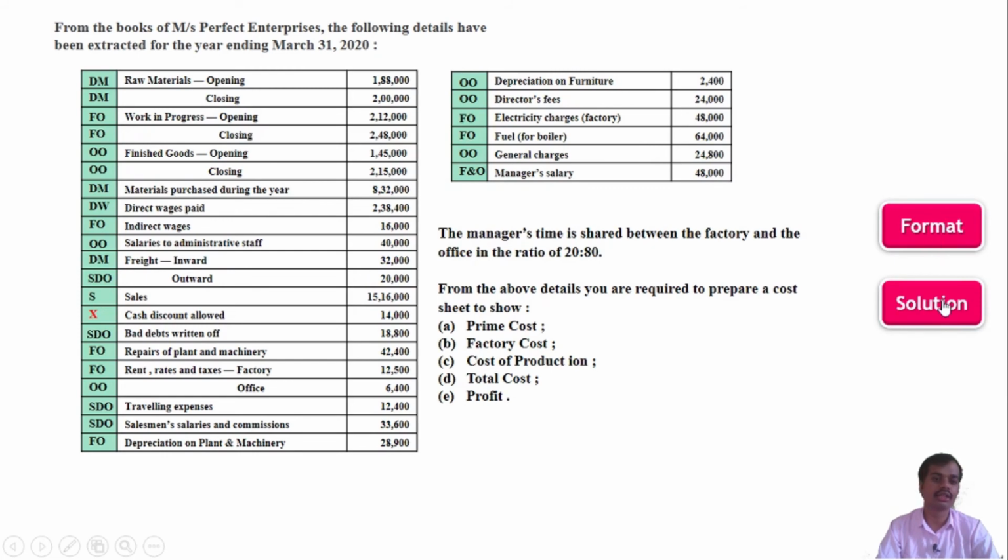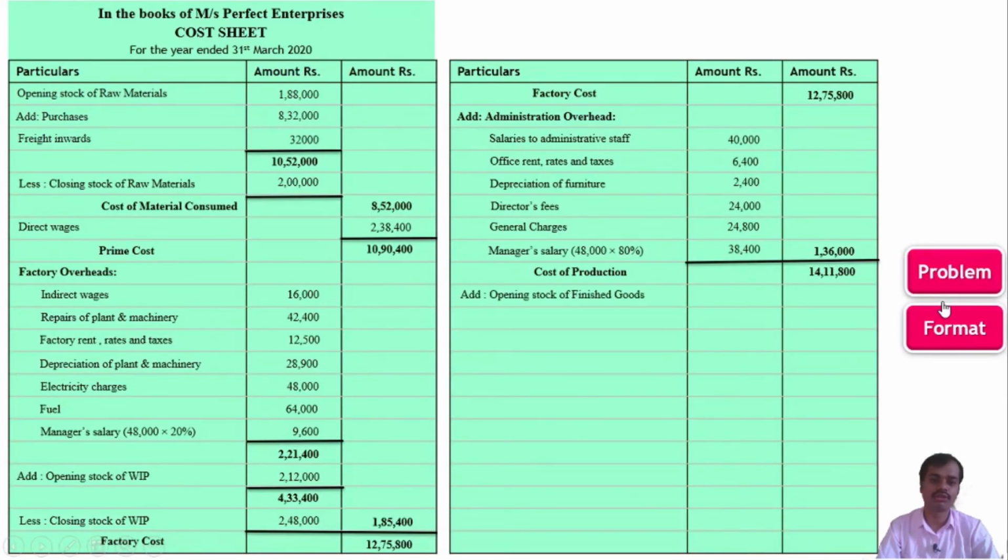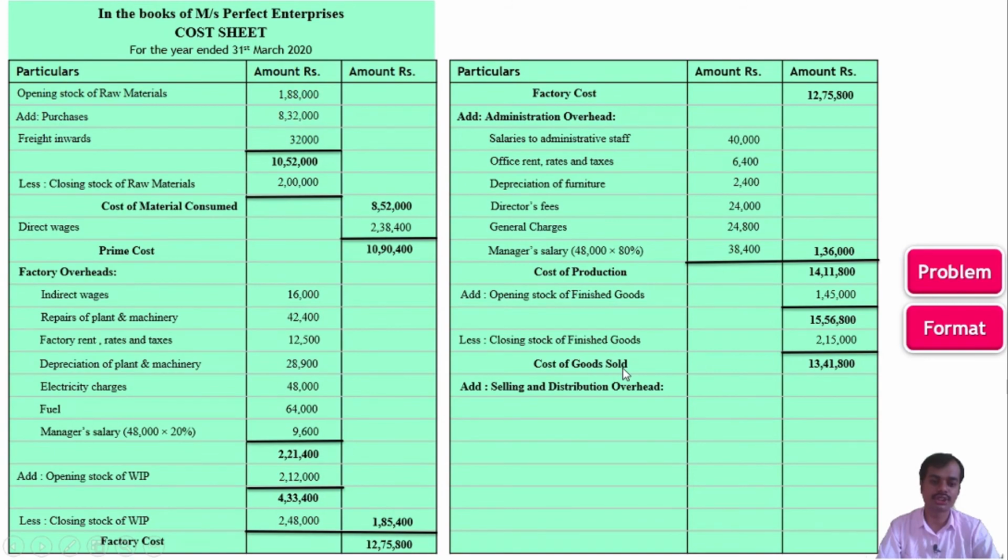So we will add here opening stock of finished goods 1,45,000, then make a total 15,56,800, and from this we will deduct closing stock of finished goods, and that is 2,15,000, and whatever the calculation will get, that is our cost of goods sold, and the calculation is 13,41,800. In the cost of goods sold, then we will add selling and distribution overheads.